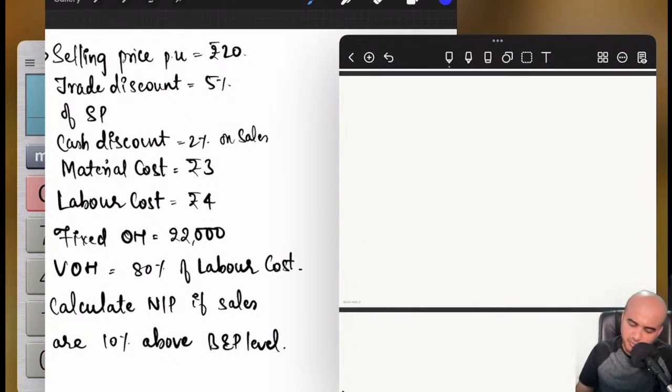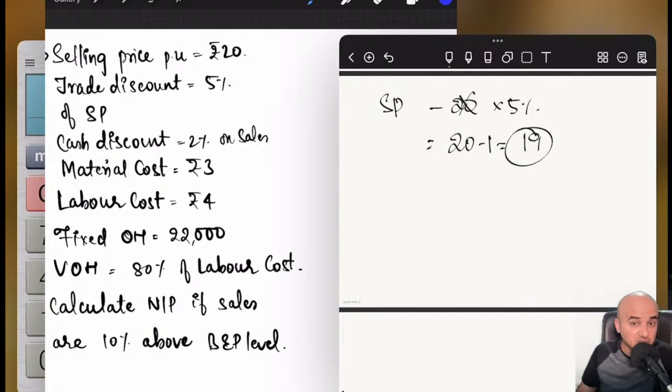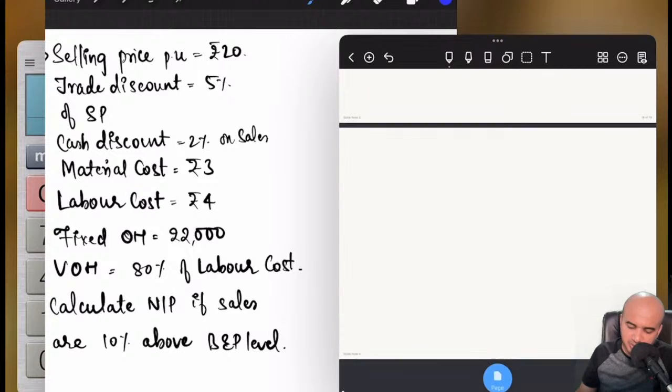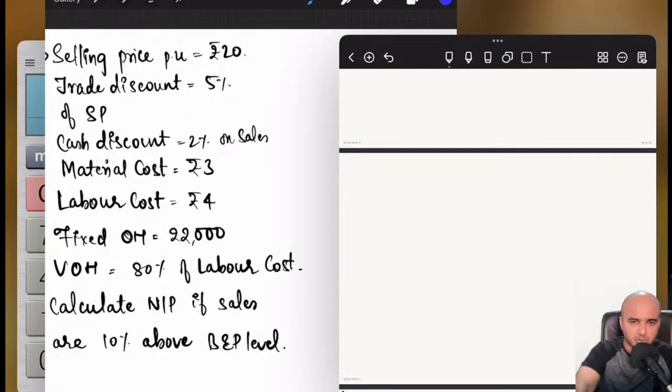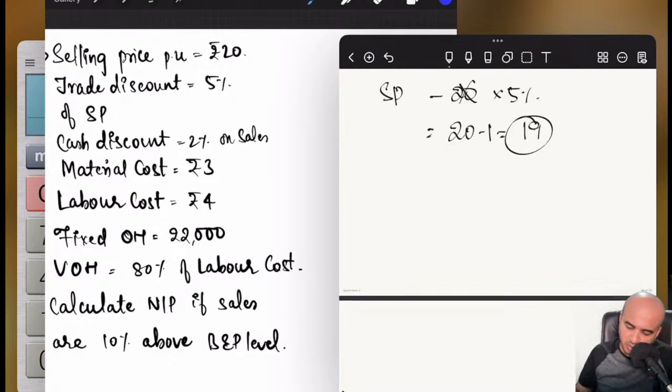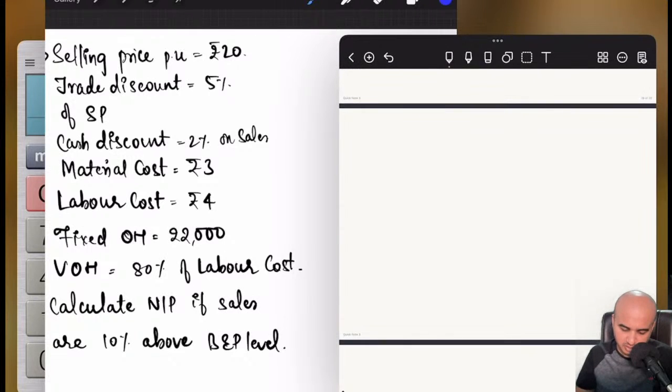So in this case, first of all, selling price would not be 20, because there is some trade discount as well, which is 5% on selling price. 5 2s are 10, which is nothing but 1. So 20 minus 1, 19 rupees is the actual sale price. As I said, cash discount anyway won't appear, so don't worry too much about the cash discount part. Now let us look at the level of sales. We start with BEP actually, no? Fine. Let's do that.